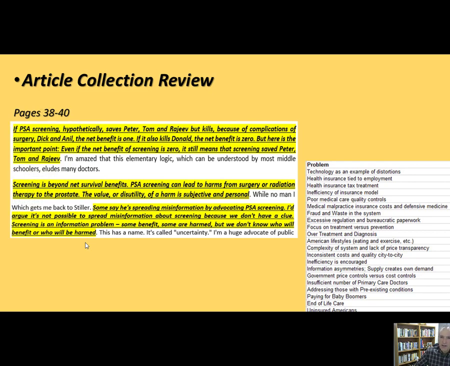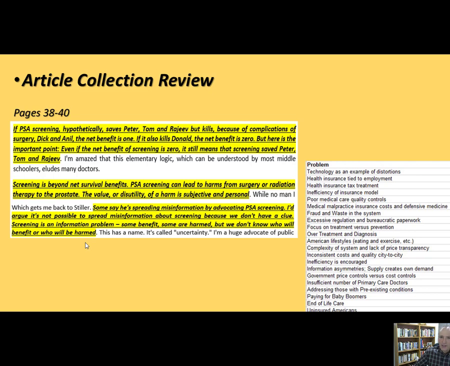If PSA screening saves Peter, Tom, and Rajiv, but kills because of complication Dick and Anil, I don't know who came up with all these names, the net benefit is 1. If it also kills Donald, the net benefit is 0. But here is the important point. Even if the net benefit of screening is 0, it still means that screening saved Peter, Tom, and Rajiv. And if you think about it, Dick and Anil and Donald, maybe one of them were saved. One of them, if the surgery had been effective, maybe one of their lives would have been saved.